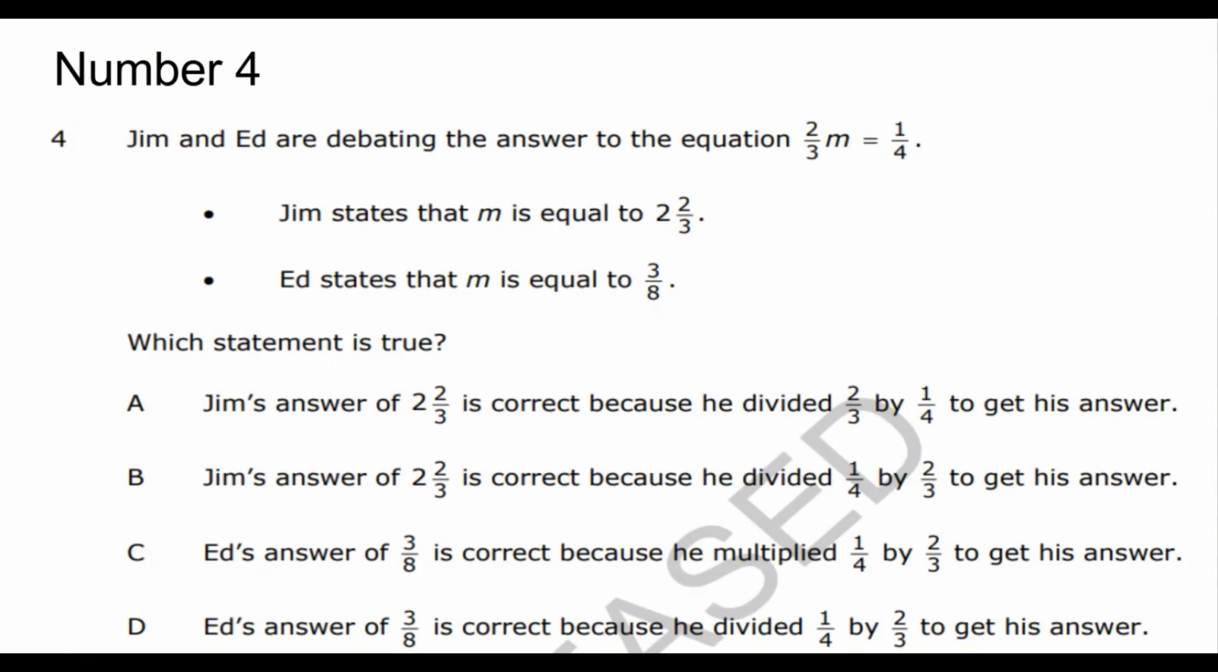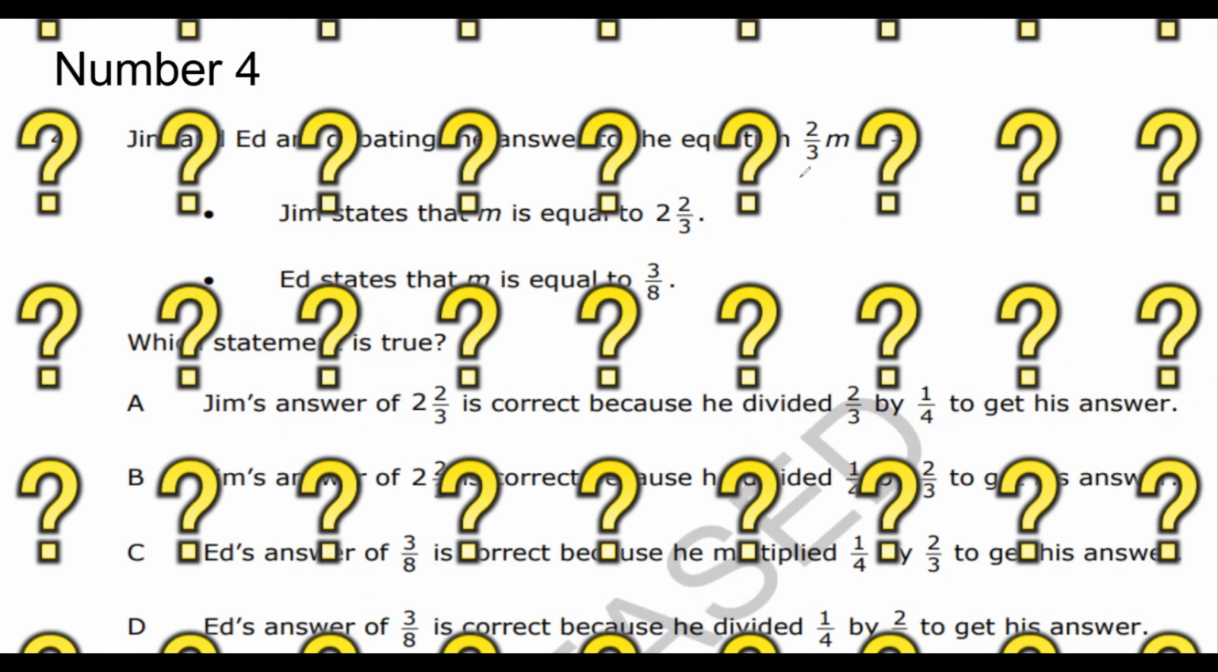Honestly, I think the best thing to do first is to solve the problem. I think looking at the answers first may be a little daunting. So I think you need to solve the problem in order to make sure you can at least eliminate two of the answers. Now, what's the best way to solve this problem?